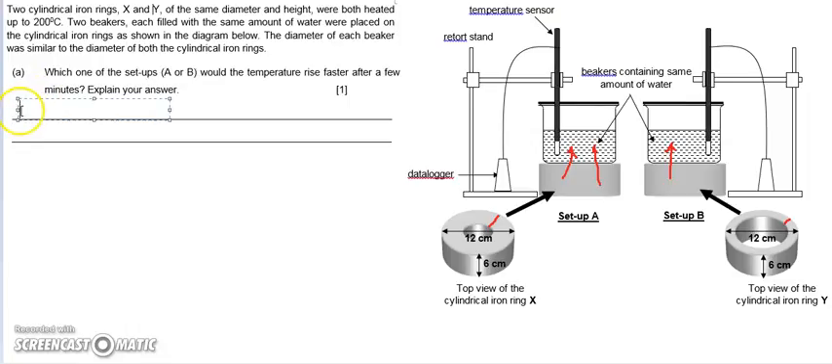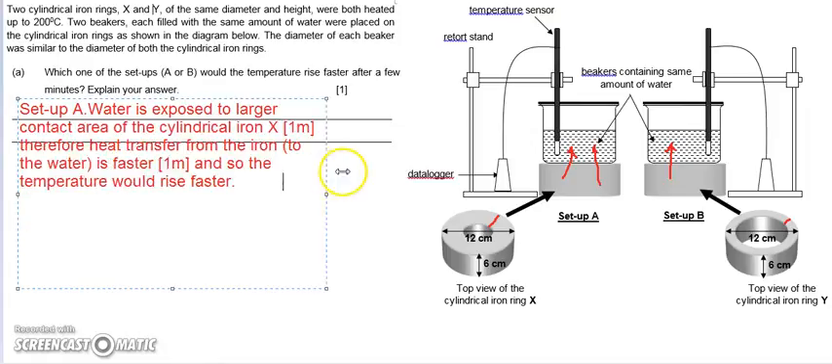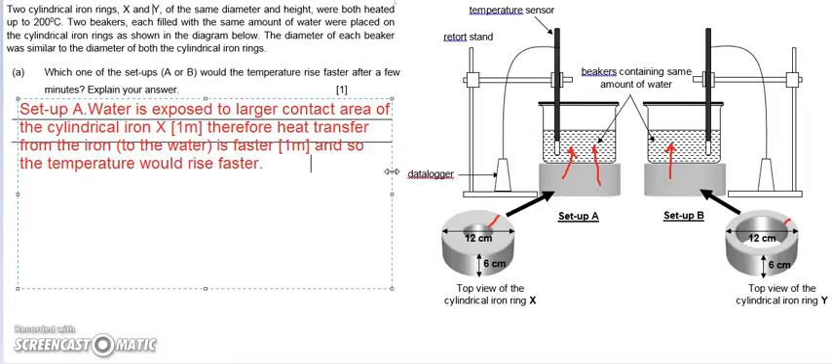Okay, this is how you write it down. The temperature in setup A would rise faster after a few minutes, and this is because the water is exposed to a larger contact area of the cylindrical iron, so it's easier for the heat to be transferred. Therefore, the heat transfer from the iron to the water is faster, and so the temperature would rise faster. Okay, this is one possible answer.